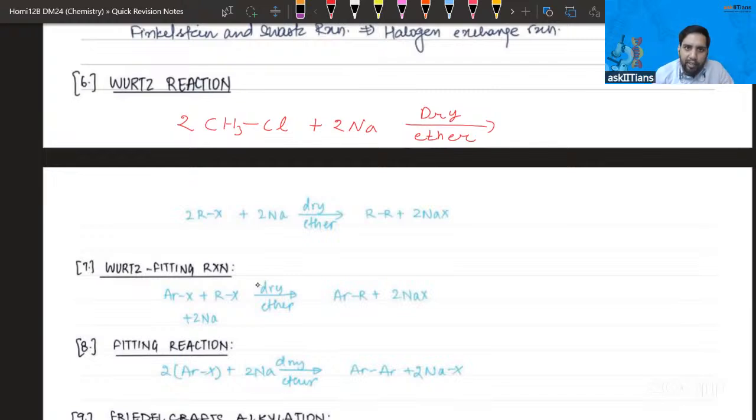So what is going to happen here? We will break this bond, and 2Cl will combine with 2Na to give 2NaCl as the side product, and the 2 methyl groups will combine to give ethane. So ethane is the main product here. The important thing to note is that for the alkyl halide we are taking, we get a product with double the number of carbon atoms as in the reactant.